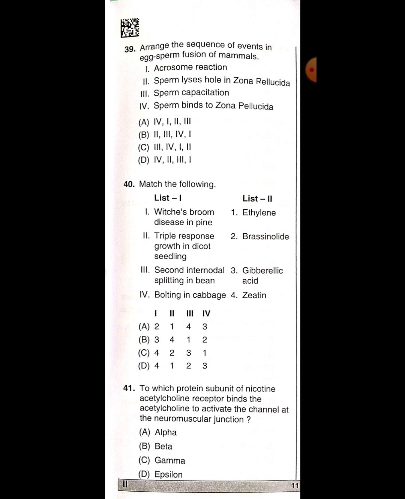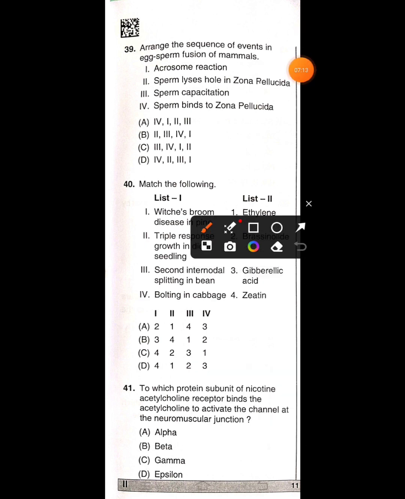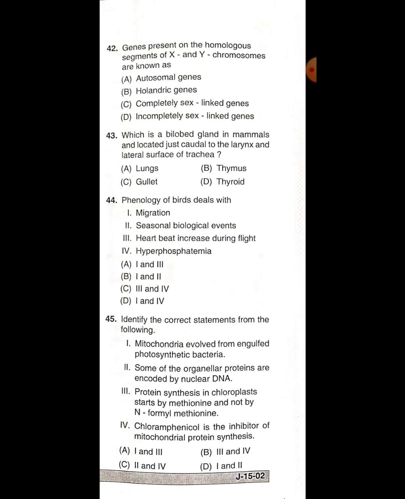Which protein subunit of the nicotinic acetylcholine receptor binds the acetylcholine to activate the channel at the neuromuscular junction? Options are alpha, beta, gamma, epsilon. You have to pick the correct option. So for this the correct answer is alpha subunit. Okay, so let's see the next one.